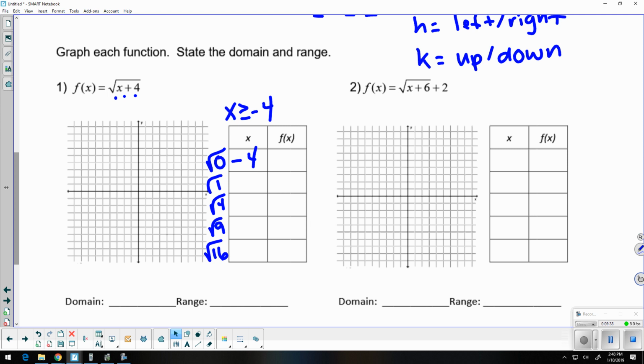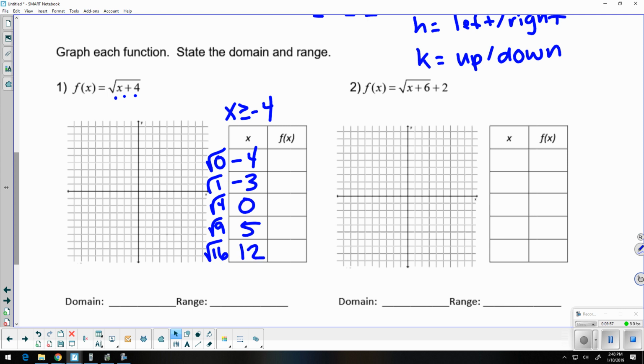Well, x would have to be -3, because -3 plus 4 is going to be 1. How do I get a 4? X would have to be 0, because 0 plus 4 is 4. How do I get a 9? X would have to be 5. 5 plus 4 would give me 9 underneath the square root. And then for the square root of 16, x has to be 12.